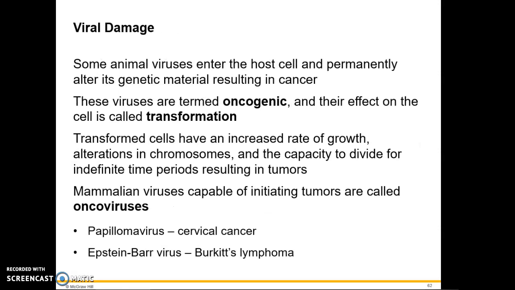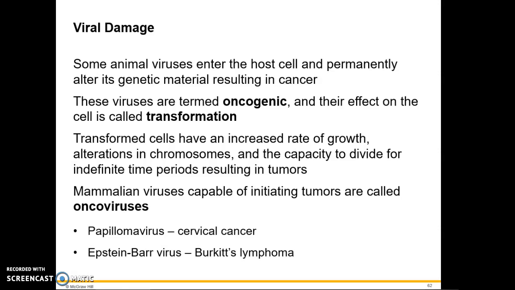Okay, so damage caused by viruses. Some animal viruses can, when they enter a host cell, permanently alter the genetic material of the whole host cell, which can actually result in cancer. These viruses that can do this are called oncogenic viruses, and the effect that they have on the host cell is referred to as transformation.